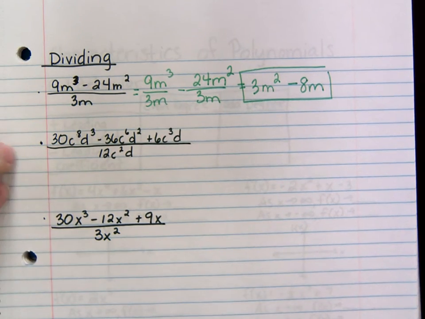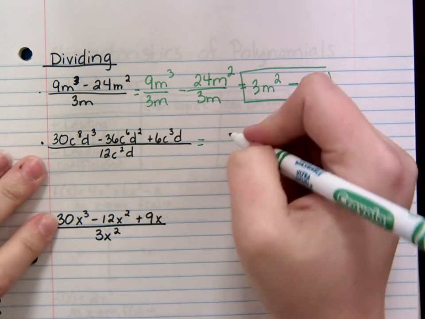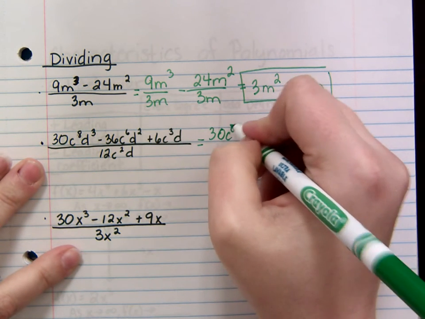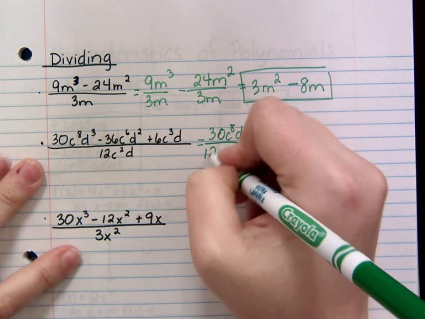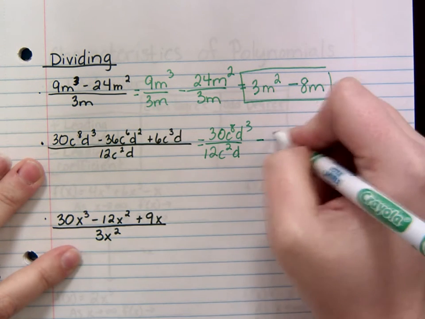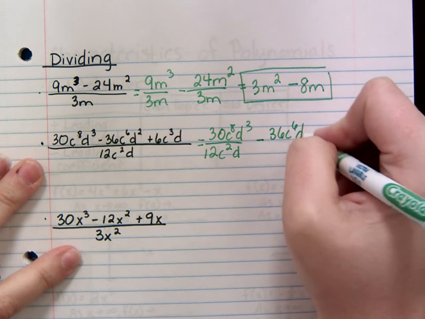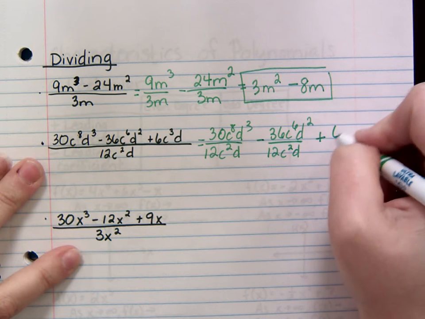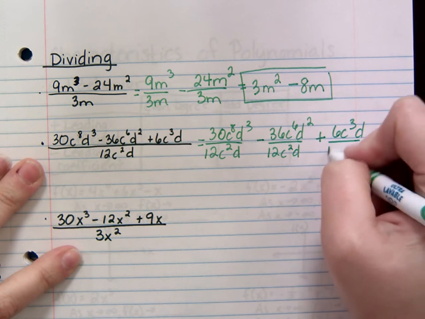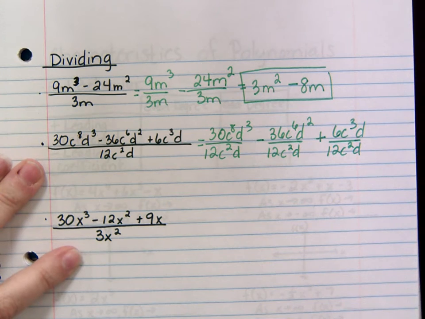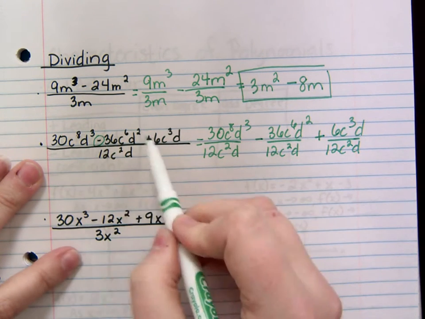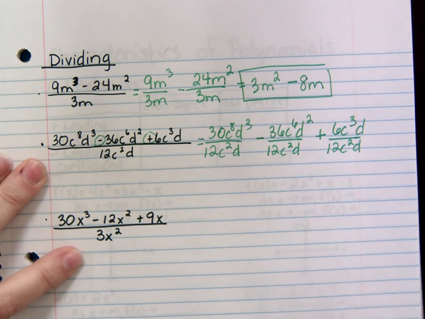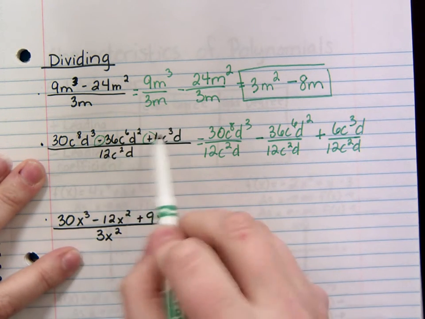There we go. Now I'm going to rewrite this one too, but the last one I'm not going to rewrite. So 30c to the 8th d cubed over 12c squared d, minus 36c to the 6th d squared divided by 12c squared d, and plus 6c cubed d over 12c squared d. Now I can only do this because it's addition and subtraction between them. If it was multiply, you have to follow exponent rules. Multiply, then divide. But because these are multiple terms, I can write it out this way.